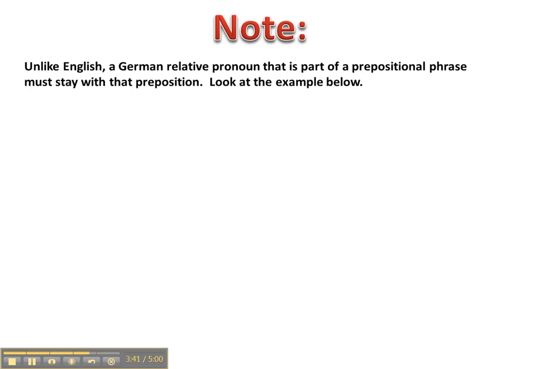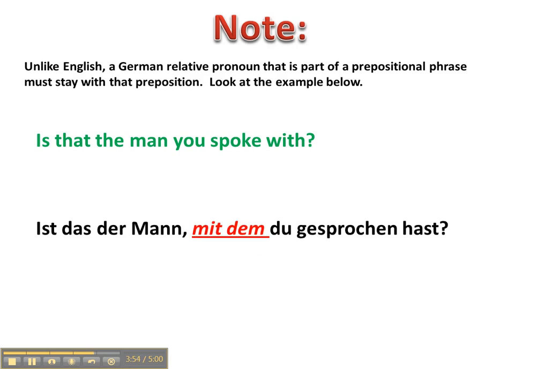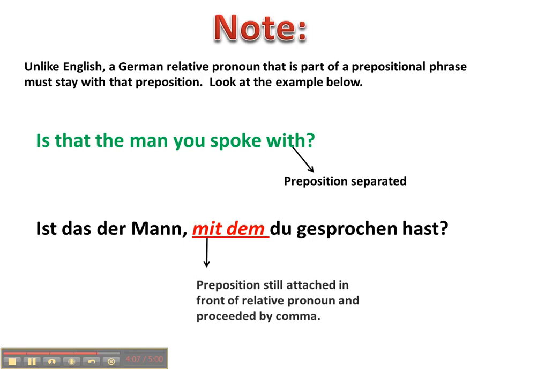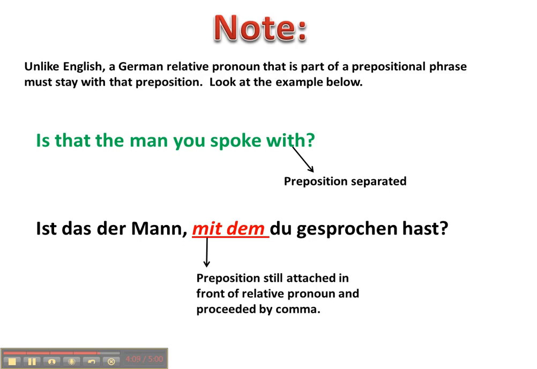So one little note, unlike in English, a German relative pronoun that is part of a prepositional phrase must stay with that preposition. So for example, in English we can say, is that the man you spoke with? And we can have the with, which is our preposition, at the end of the question. But in German, it has to stay with the relative pronoun. So: ist das der Mann, mit dem du gesprochen hast? The mit stays with the relative pronoun, and it's always preceded by a comma.